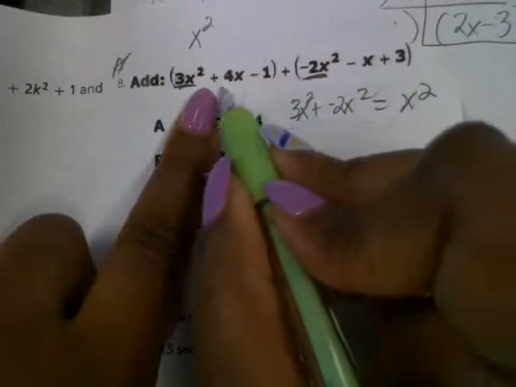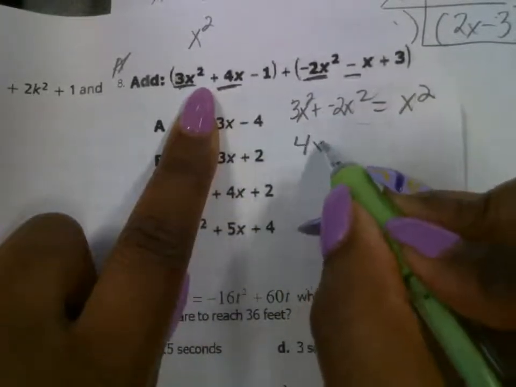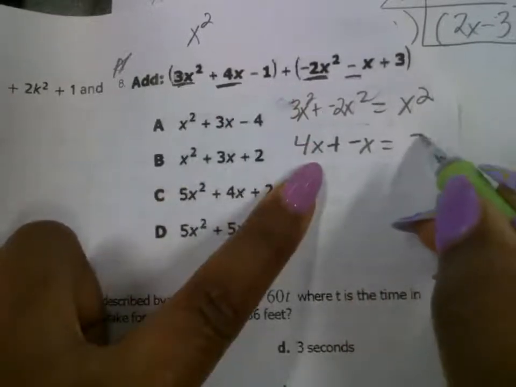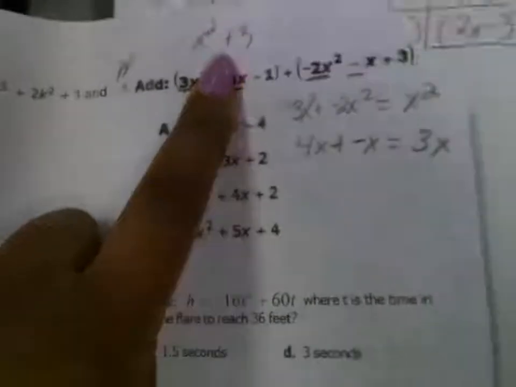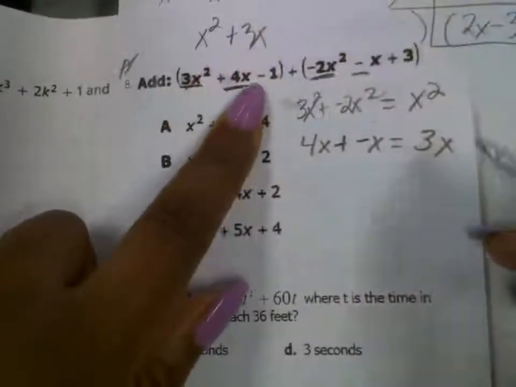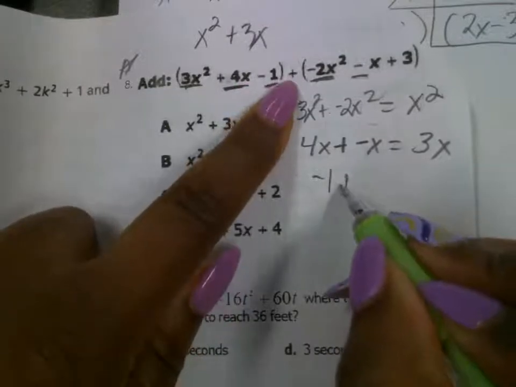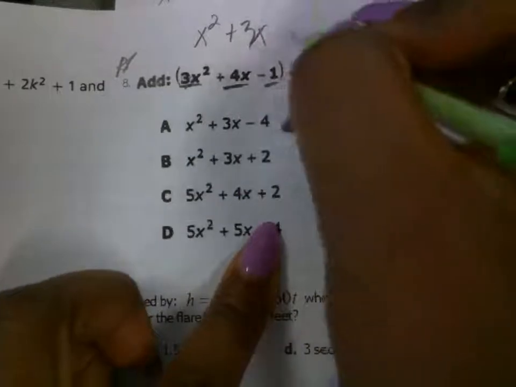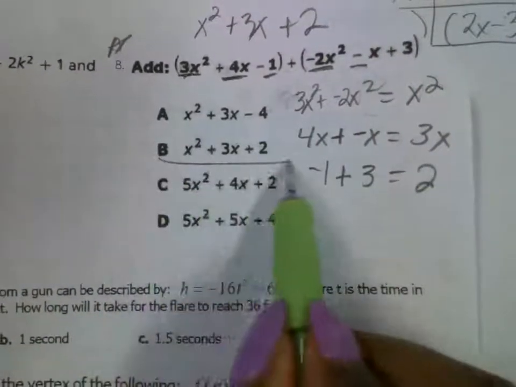Now I'm going to add the like term for this one. So this is 4x plus a -x. So this gives me 3x. So this is plus 3x. So now I add this one. -1 plus, in the middle, 3, +3. So this gives me +2. So this is my answer right here.